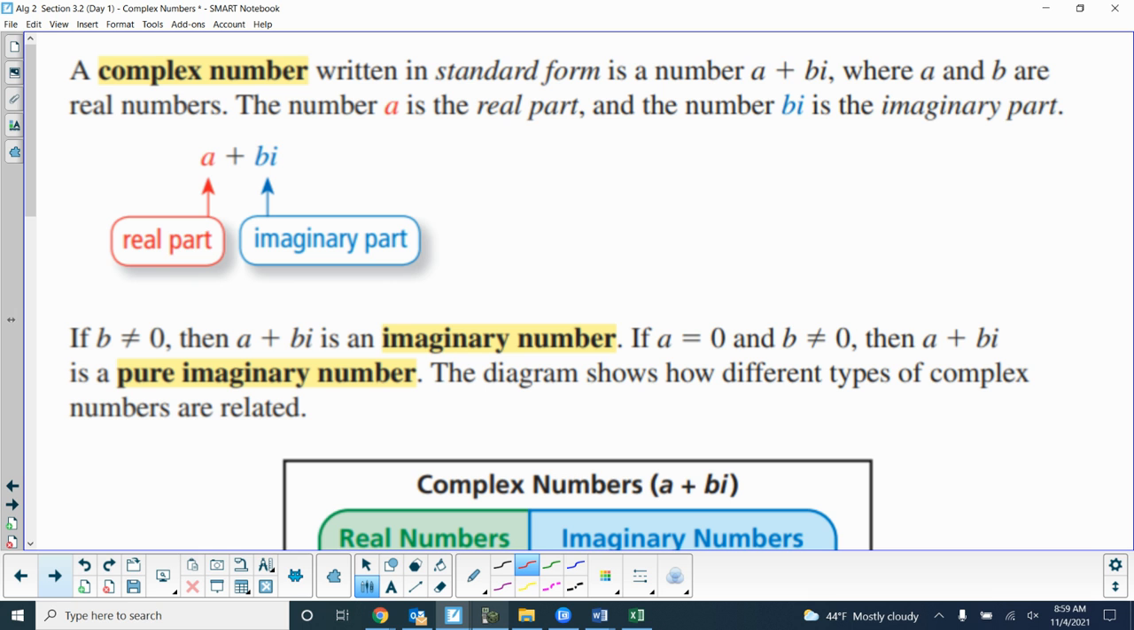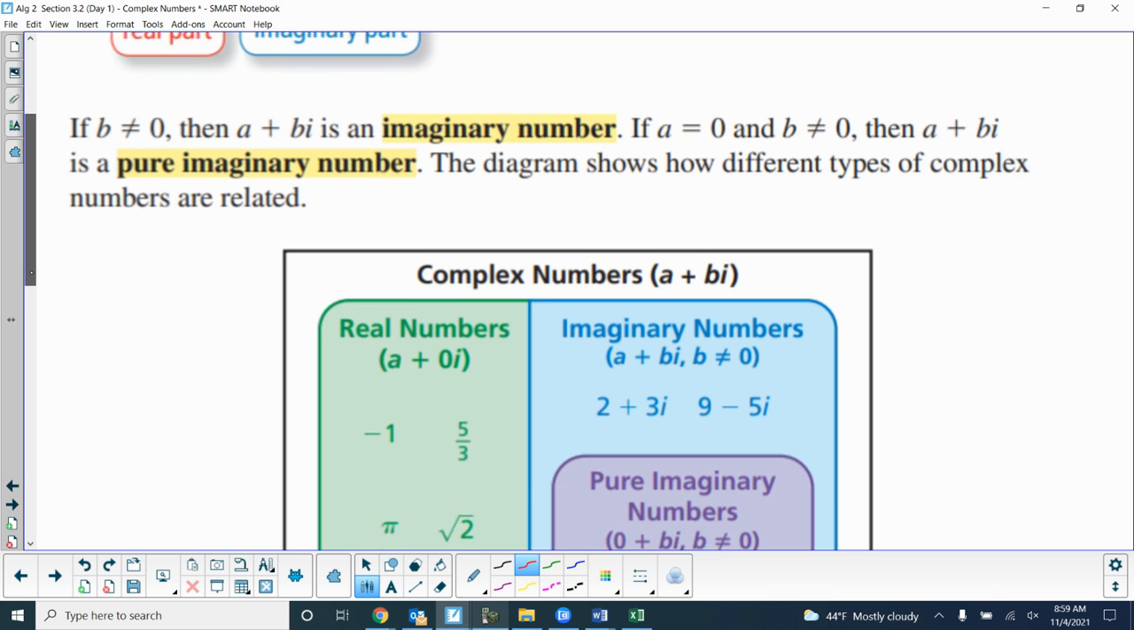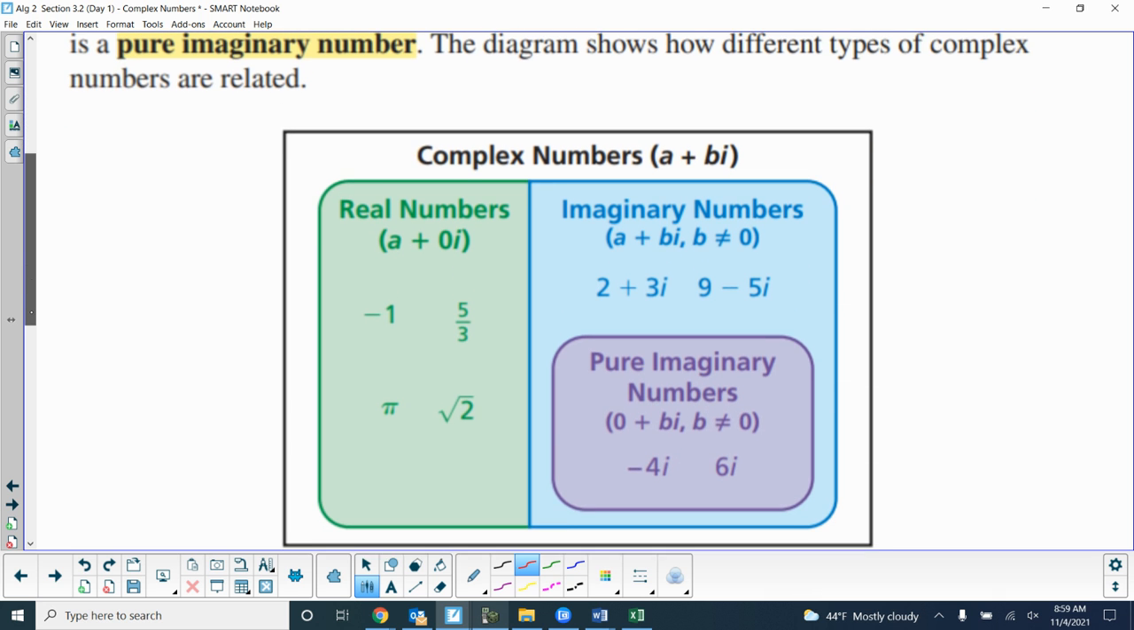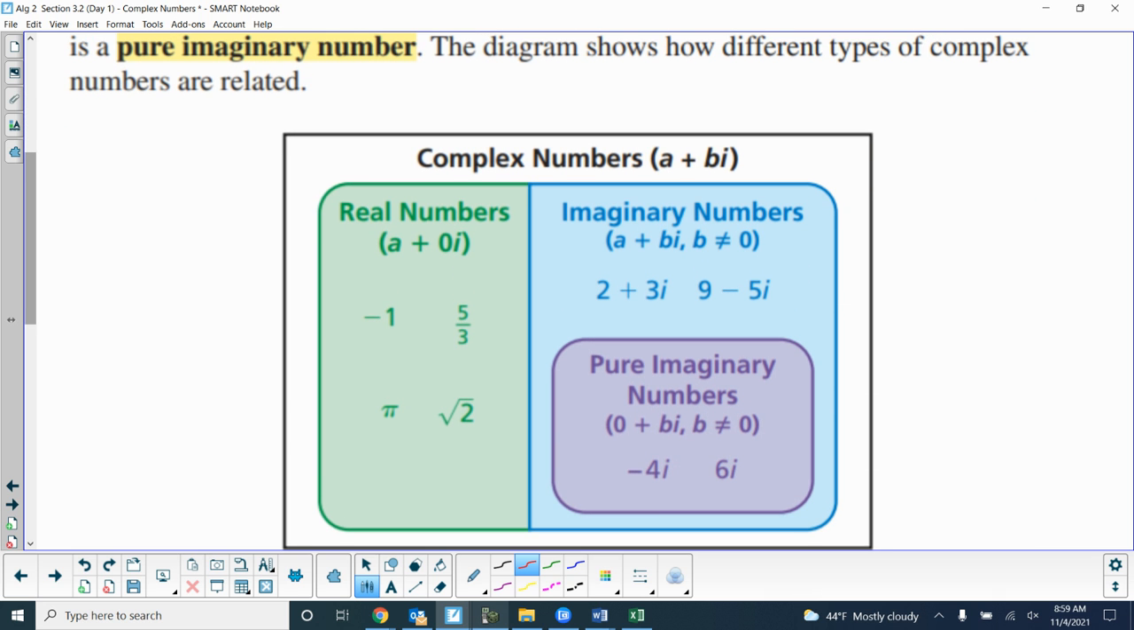The diagram shows how different types of complex numbers are related. Complex numbers are a plus bi. If the b is 0, there's really no i. So these are just our normal real numbers we're used to working with in the green area. In the blue area, a plus bi, we got a is 2, b is 3, a is 9, b is -5. Those are a normal imaginary number.